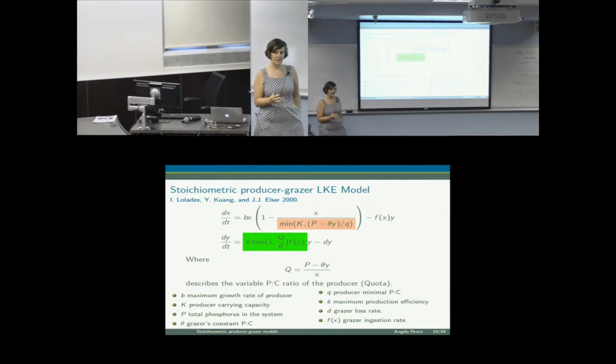So if you're a Daphnia, you have a constant phosphorus to carbon ratio of theta, and you go and eat some algae. You look at the phosphorus to carbon content of the algae that you're eating and compare it to your own. If it has a higher amount of phosphorus in it, you're not going to be phosphorus limited, and this expression is going to take 1. If it has a lower amount of phosphorus than you do, so Q is lower than theta, then you're going to be phosphorus limited, and your growth is going to be reduced by this expression here.